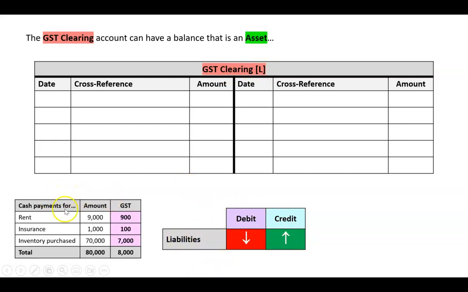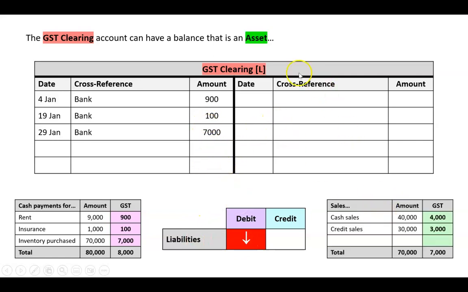However, let's just take the payments here. So when a business pays or gets charged GST by its suppliers, so we can see for rent, insurance, and inventory here, we've been charged 900, 107,000, and that's a total of 8,000. And when a liability goes down, that's a debit, so these would go on this side. However, the liability of GST clearing goes up when the business charges or collects GST. So we can see on our cash sales here, that was 4,000 and 3,000, and that would increase our liability. So that would be a credit.